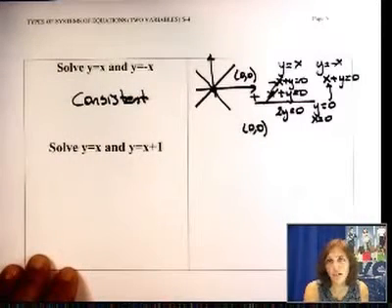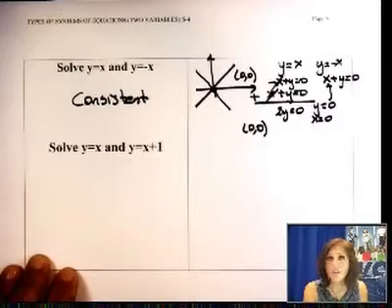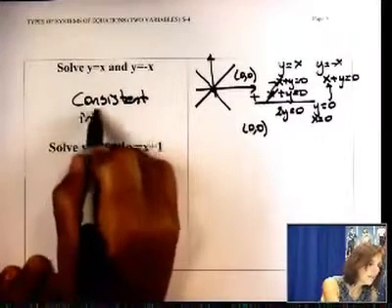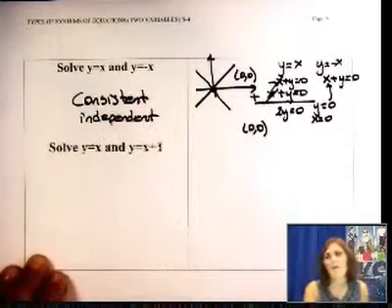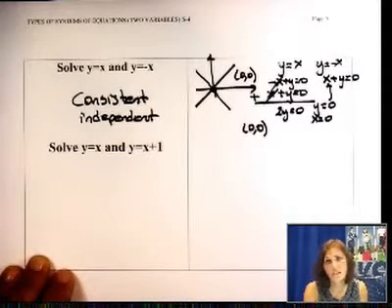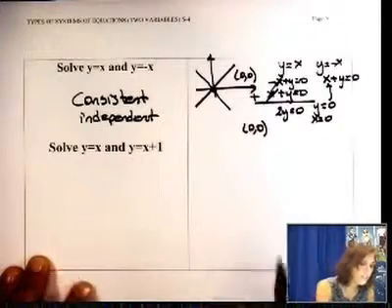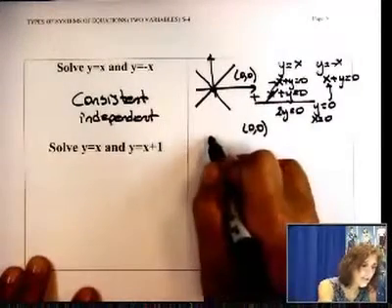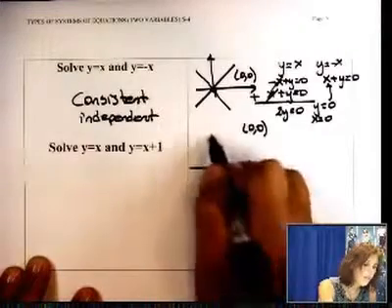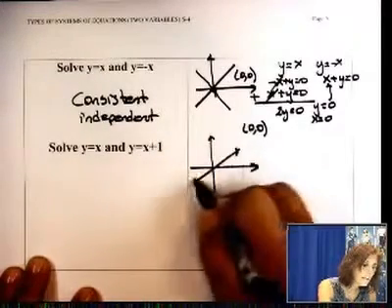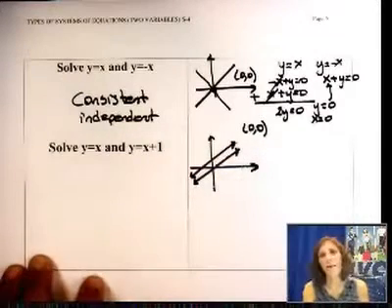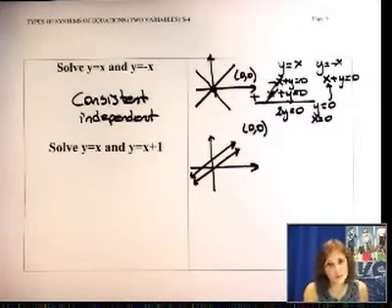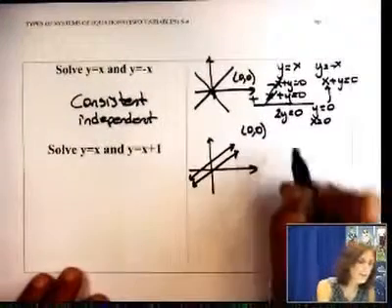And I had two lines, two separate lines, right? So they are independent. So it's an independent, consistent system with one solution. Let's look at the other one. y equals x, y equals x plus 1. y equals x looks like this. y equals x plus 1 looks like this. They are parallel. I know there is no solution, but let me see how I can do that.